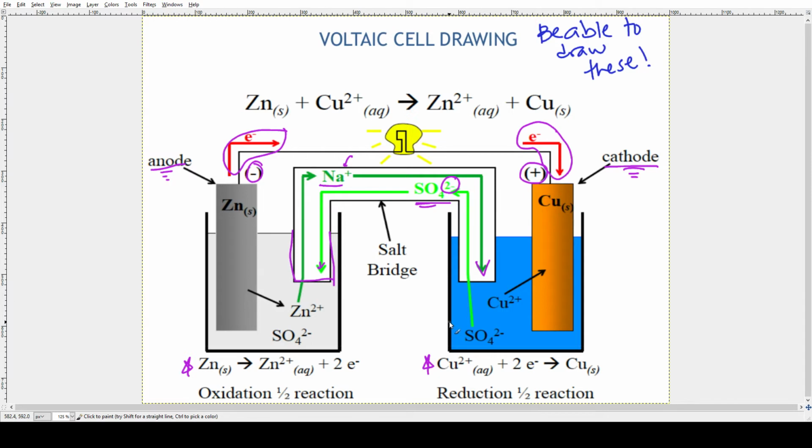What else? I believe that is everything. So you need to be able to label everything that I put a purple marker around. Let's go over these different pieces in more detail, and then we'll try a problem out.